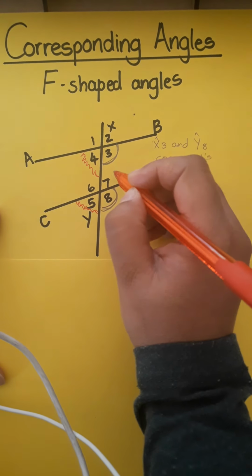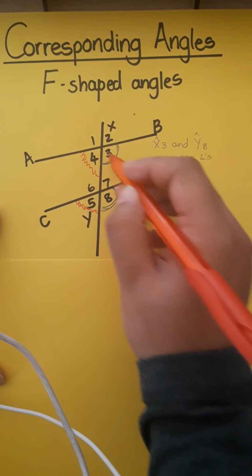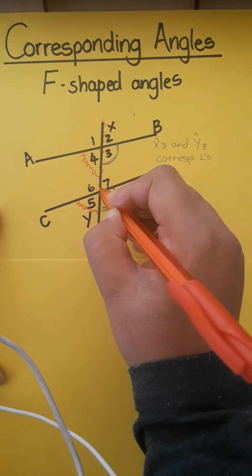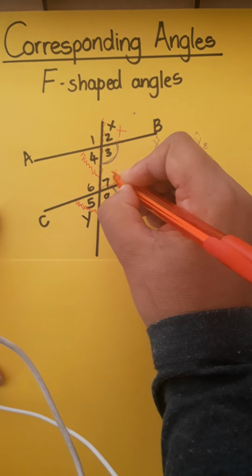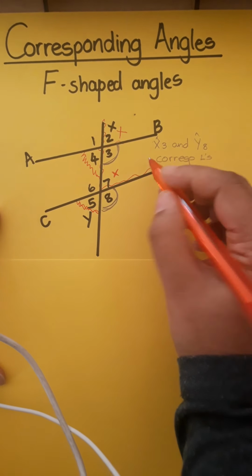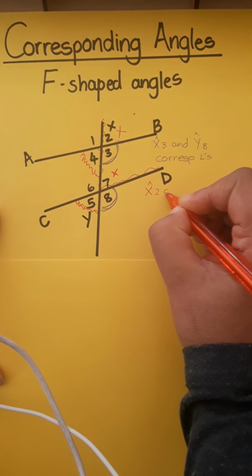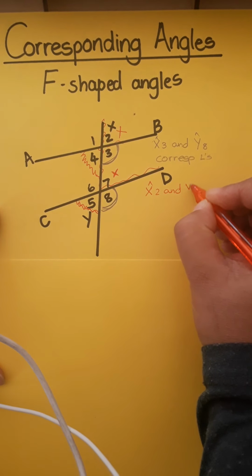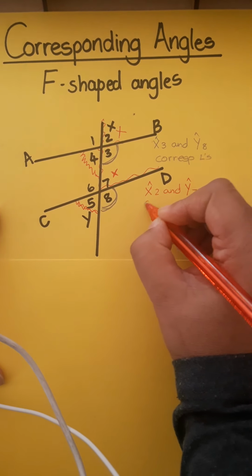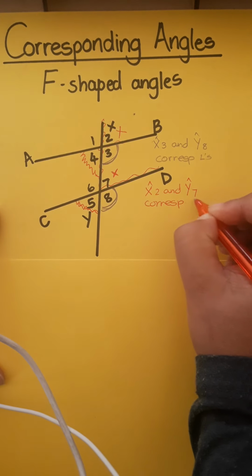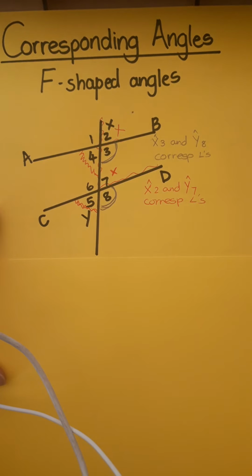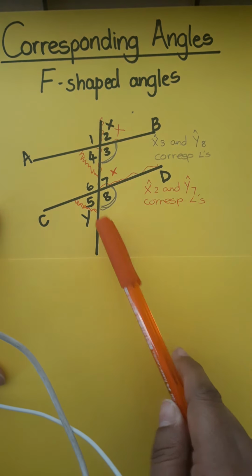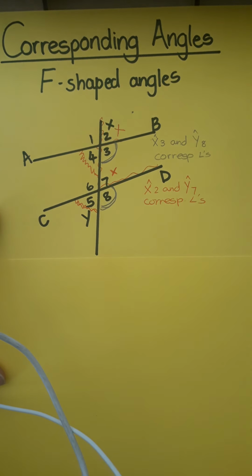I'll just show you. If you look, there's two lines. There's an upside down F. Can you see the upside down F here? This is an upside down F. We would have this angle here and that angle, angle X2 and Y7, angle Y7. They're known as corresponding angles as well. All right, so corresponding angles are F-shaped angles. Now, if you notice at this diagram, there aren't any parallel lines, okay? So those are just known as corresponding angles.